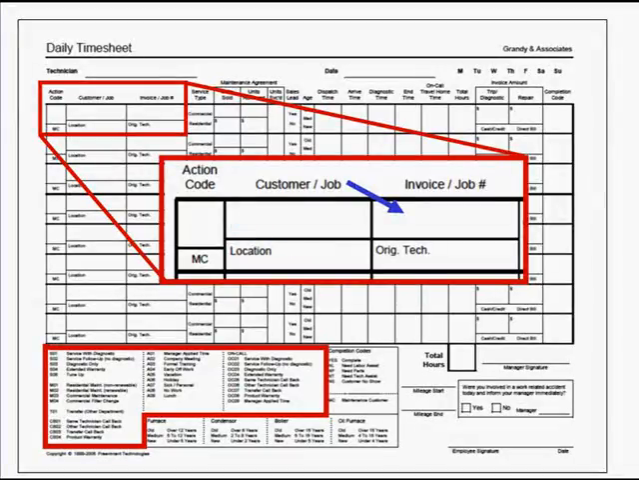The next block is your invoice or job number. You fill that in. The block below that is the original technician. That's only used if it's a callback and the technician who is on the callback is not the original technician. If he's not the original technician, he writes in the name of the tech who was the original technician, again, so ProfitMaxx can pick that up.